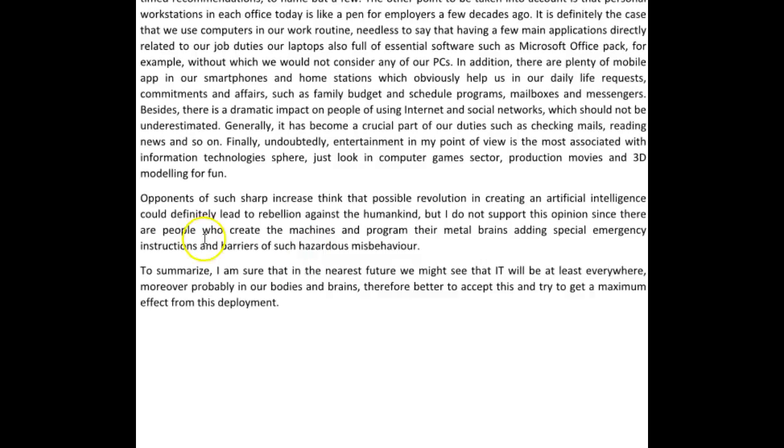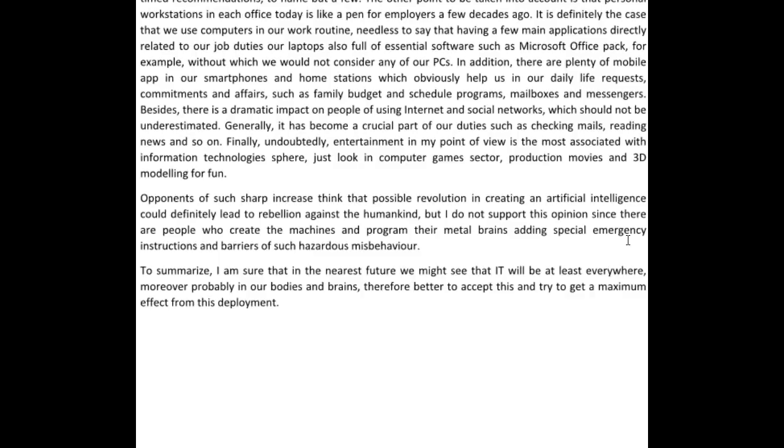Opponents of such a sharp increase think that a possible revolution in creating artificial intelligence, no article here, could definitely lead to rebellion against humankind, no the. But I do not support this opinion, since there are people who create the machines and program their metal brains, comma, adding special emergency instructions and barriers of such hazardous misbehavior. Really, you definitely need to develop this further. I mean, I'm glad that you refuted the argument, that you said why you disagree with it, but you really needed to develop it more.